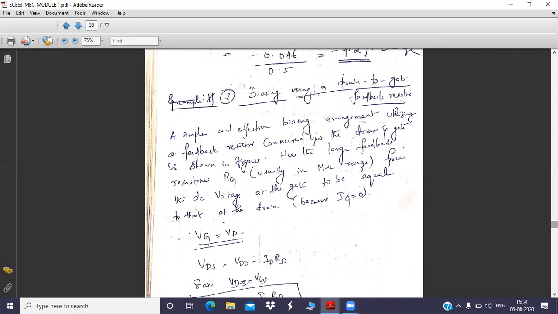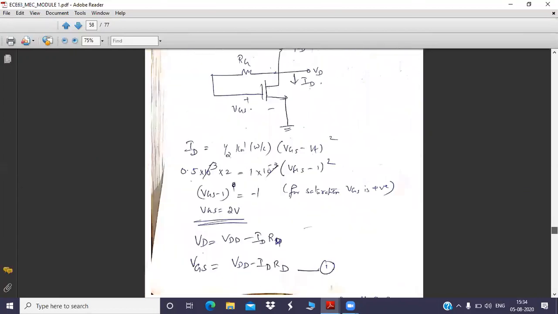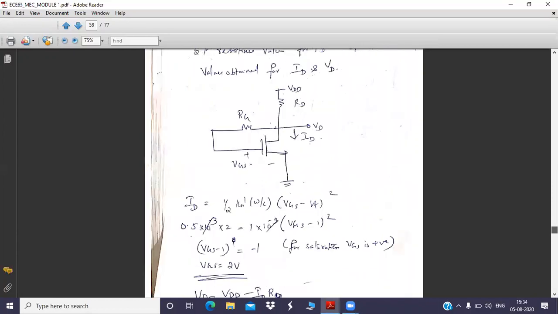In that case, we have VG equal to VD because we are connecting the gate and drain together. So I will take this particular circuit for you. This is the biasing technique where I have employed the gate to drain feedback resistor. Understood? In between the gate and the drain, you have a resistance RG.